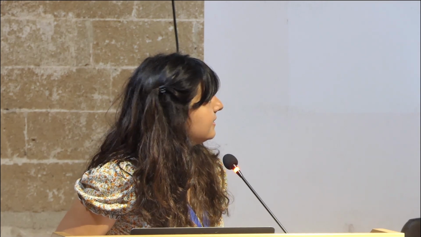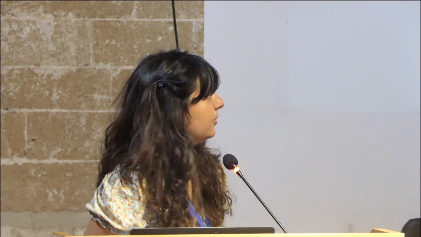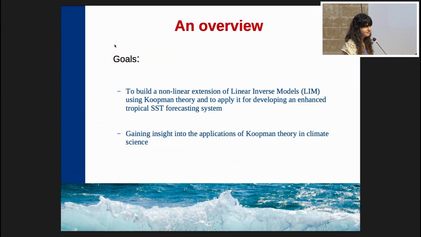This is part of my PhD project that we have been carrying out for the last 2.5 years, and we started with two main goals in mind. The first one was to build a nonlinear extension of the LIMs that we have been already talking about, using Koopman theory and hopefully developing enhanced SST forecasting systems. The second one was to gain some insight into the application of Koopman theory in climate science.